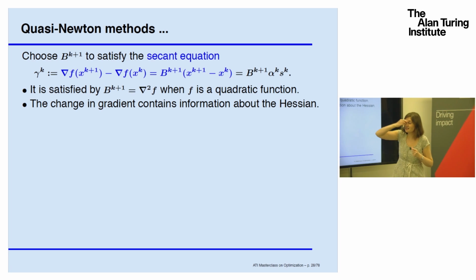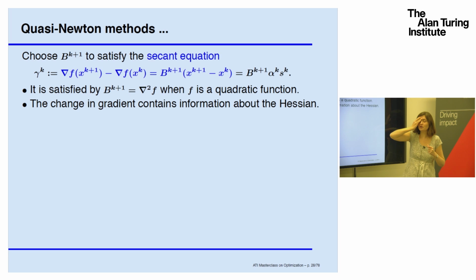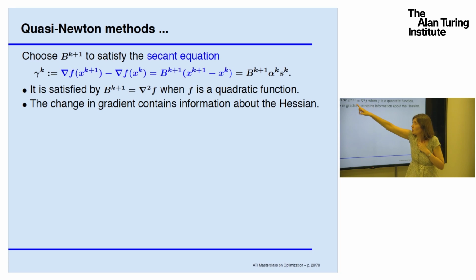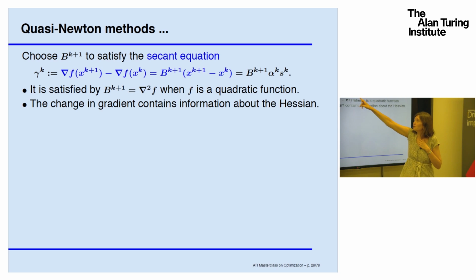So you compute xk, and after you compute your xk plus 1, you already have the gradient at xk. You compute the gradient of f at xk plus 1, and what you require from your new matrix Bk plus 1 is that it matches the change in curvature. So you require that Bk plus 1 applied to your change in iterates satisfies the change in curvature.